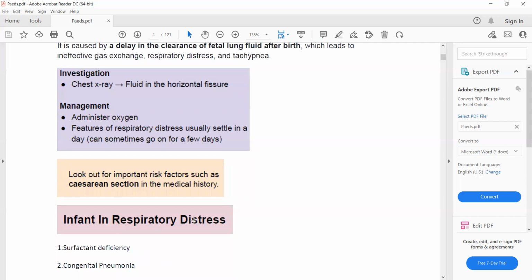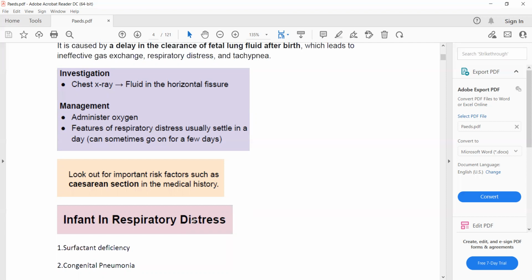So far we have discussed three causes of respiratory distress in newborn: respiratory distress syndrome, meconium aspiration syndrome, and the third one, transient tachypnea of the newborn. Transient tachypnea of the newborn is common in term infants, and the X-ray in this case will show fluid in the horizontal fissure.